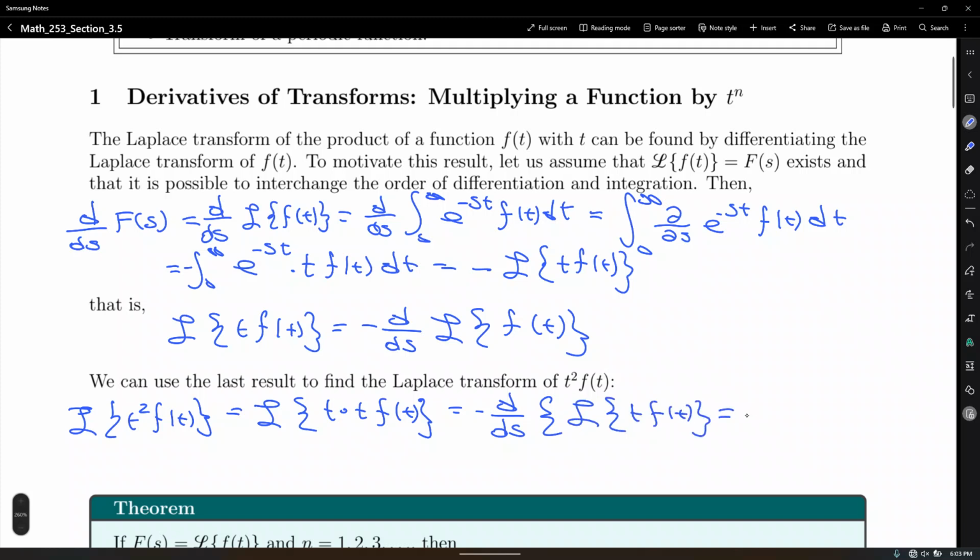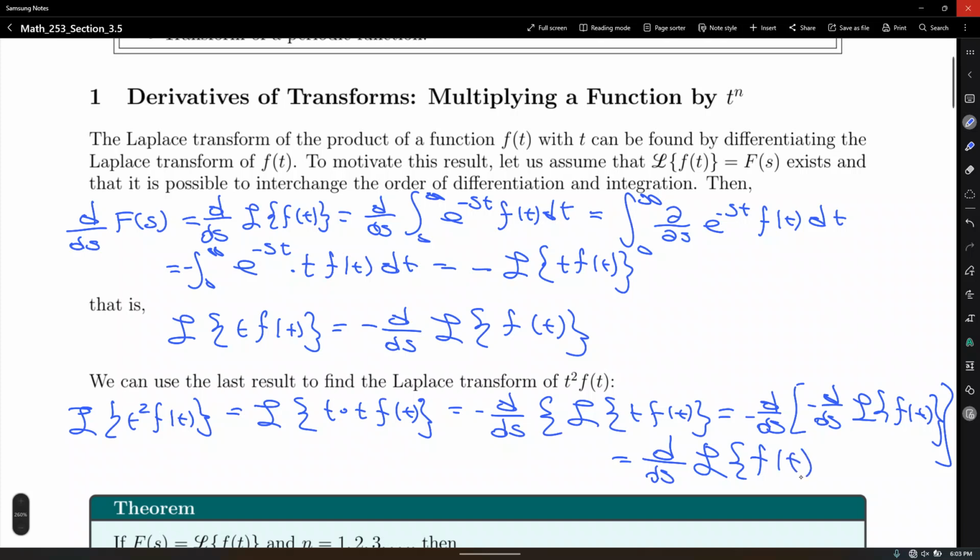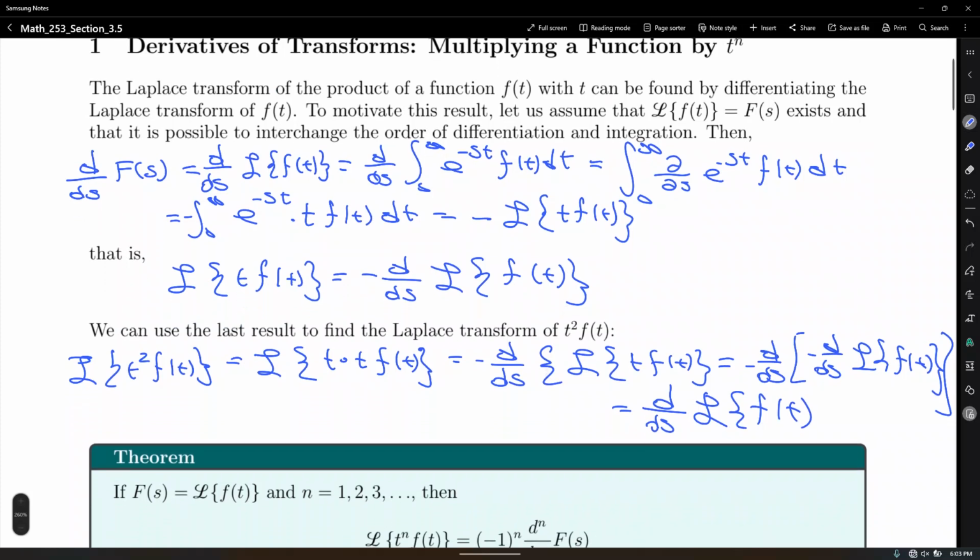This would be negative d/ds times another negative d/ds of the Laplace transform of some function of t. Negative times negative equals positive. The derivative of the derivative, isn't that the second derivative? Okay, what we were trying to say here is that the power of t is going to tell us how many times we differentiate the transform. This is squared, second derivative.